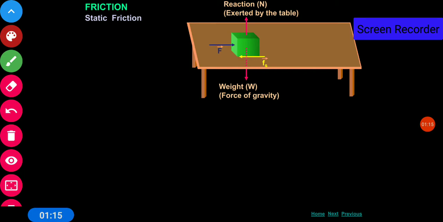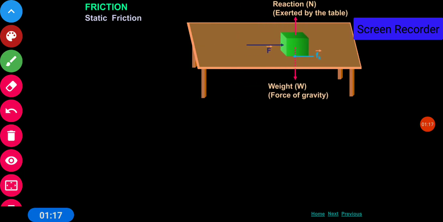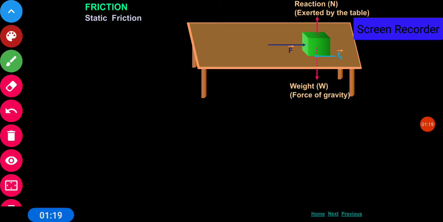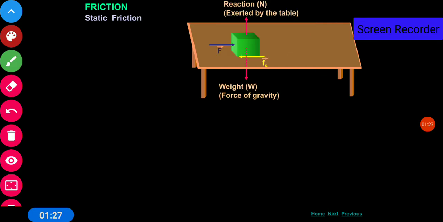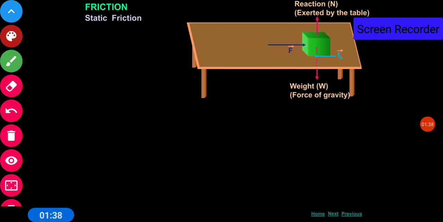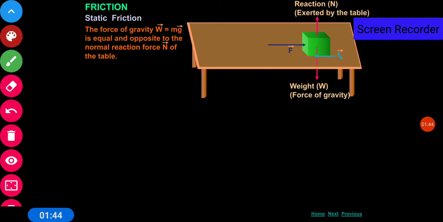move. Now if we increase the force, it will overcome this force of friction and the object will start to move. Let us see again. Now initially force F is applied. Because of the force of friction, the object is not moving. As we increase the force, the object starts to move. So this is the condition when it overcomes the force of static friction.